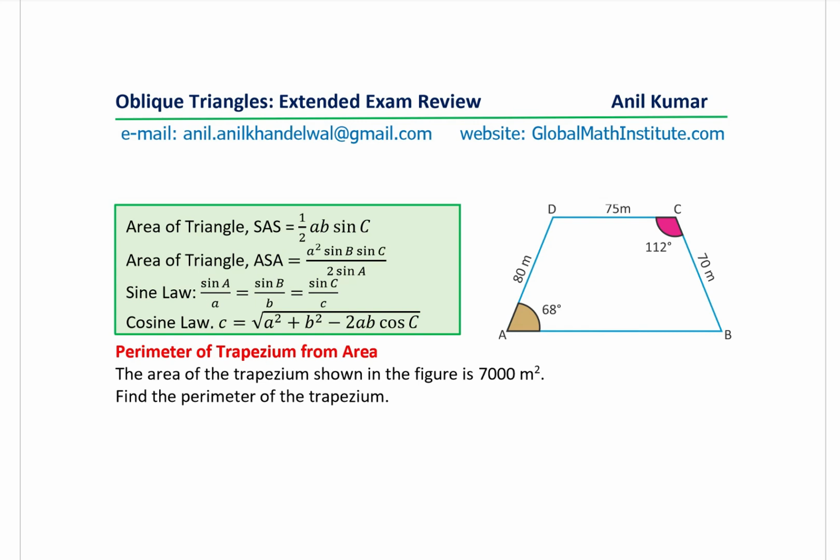The question now for you is to find the perimeter of the trapezium from the area. So that is the concept. We need to do some reverse calculations to get our results. A trapezoid is shown to you in the figure. The area of the trapezium shown in the figure is 7,000 meters square. Find the perimeter of the trapezium. That is the question. To find the perimeter, you basically need to find the side shown here, A to B, and then you can always add and get the result.